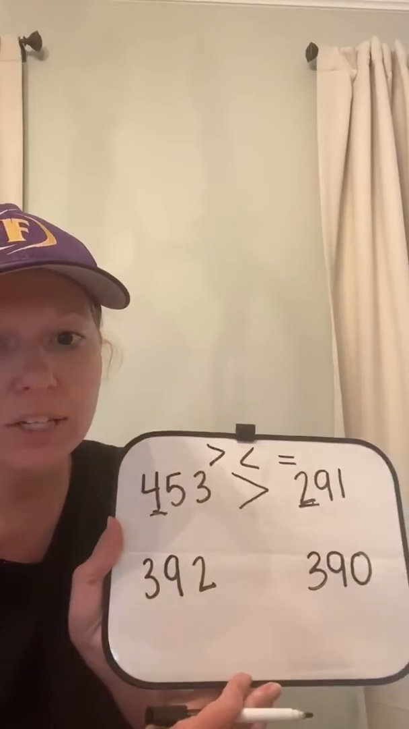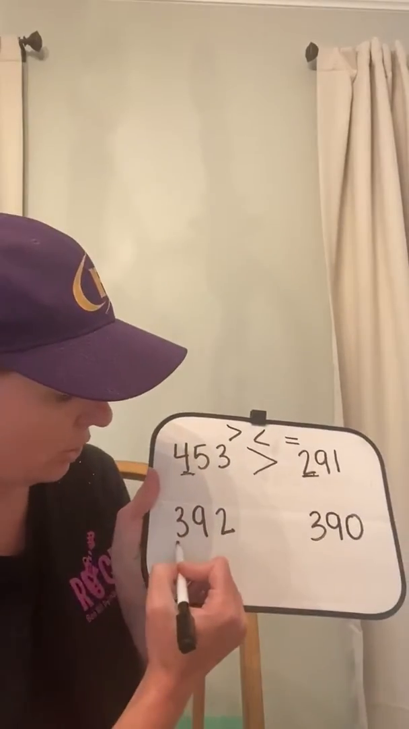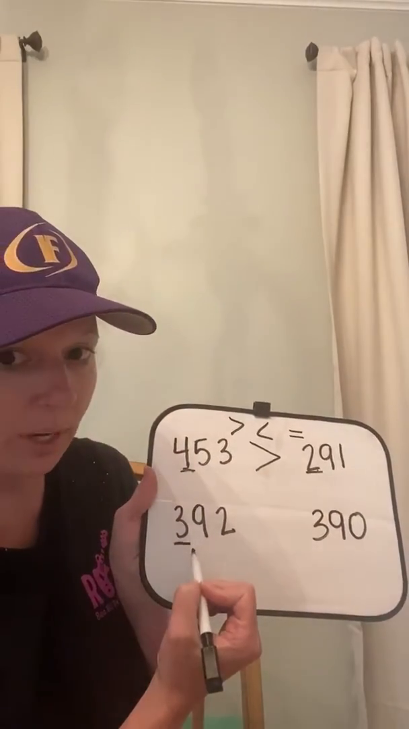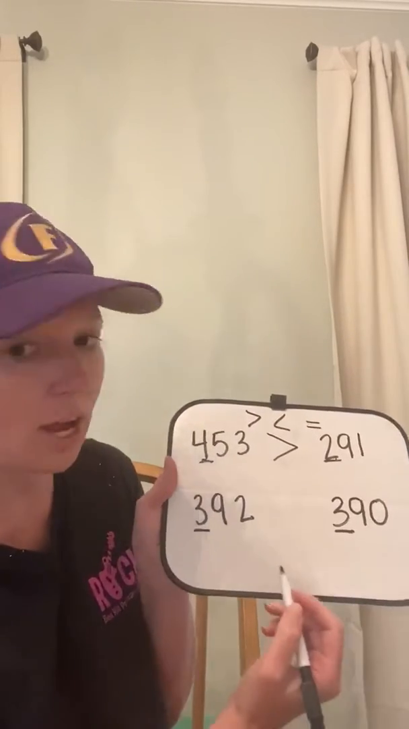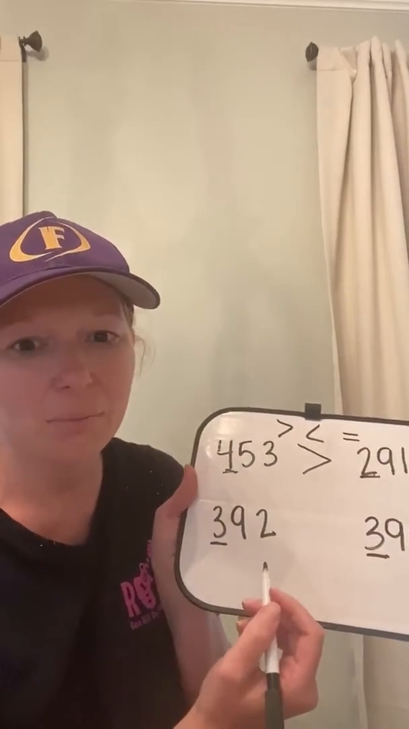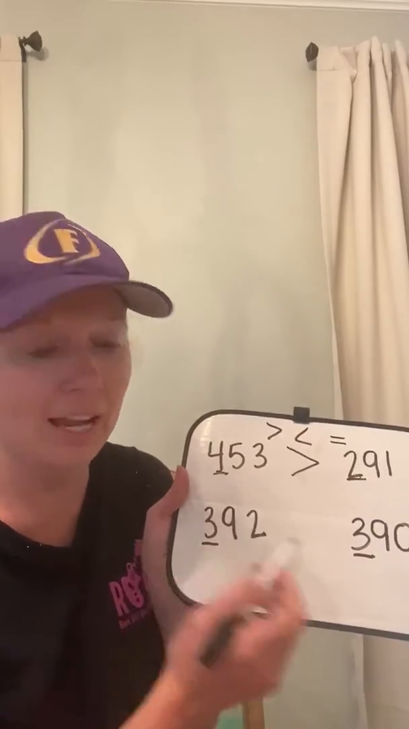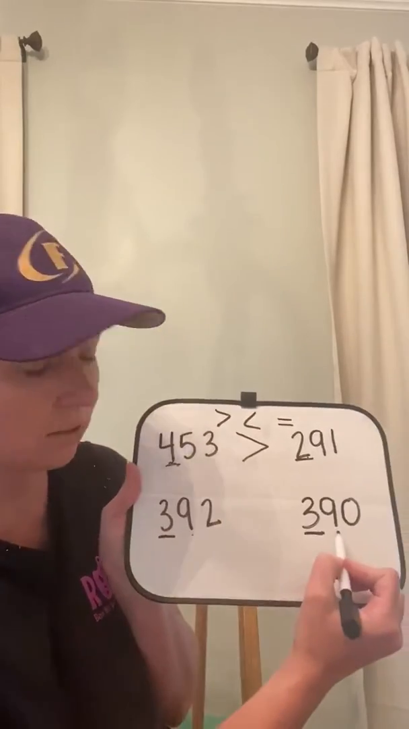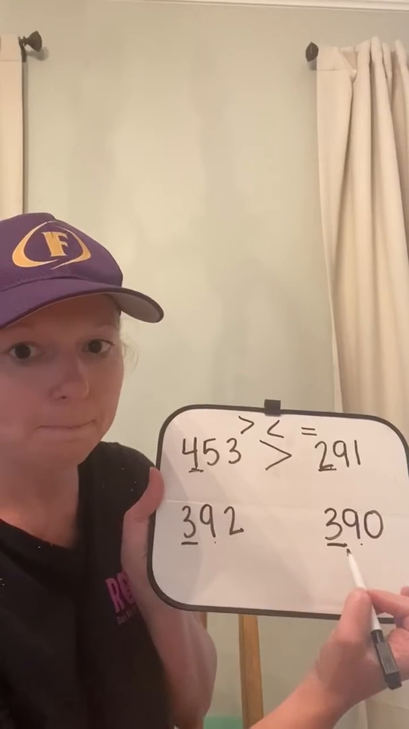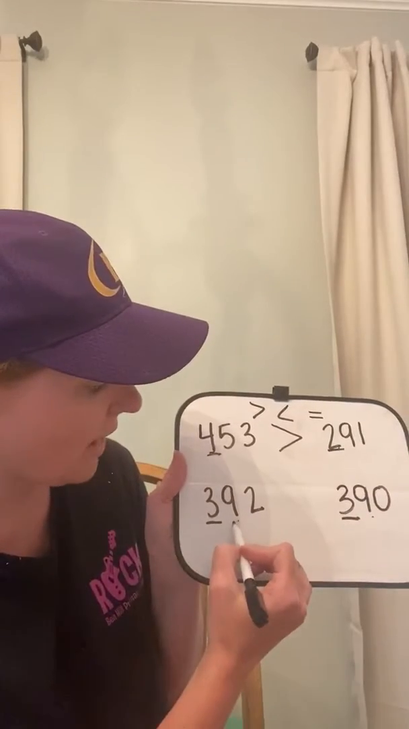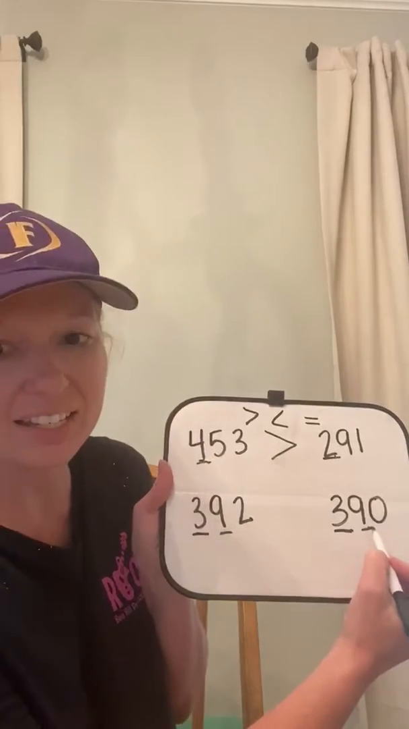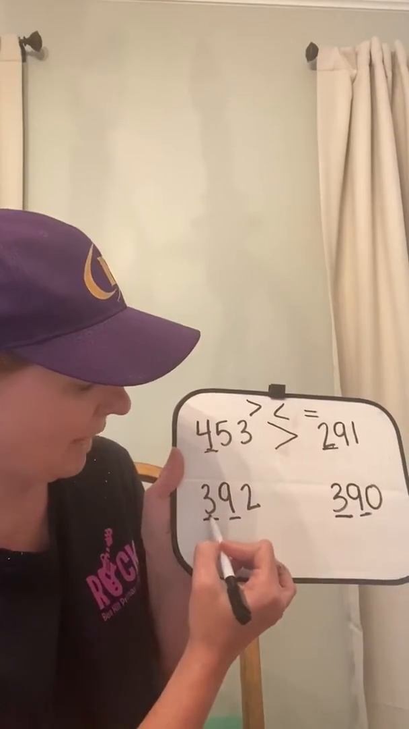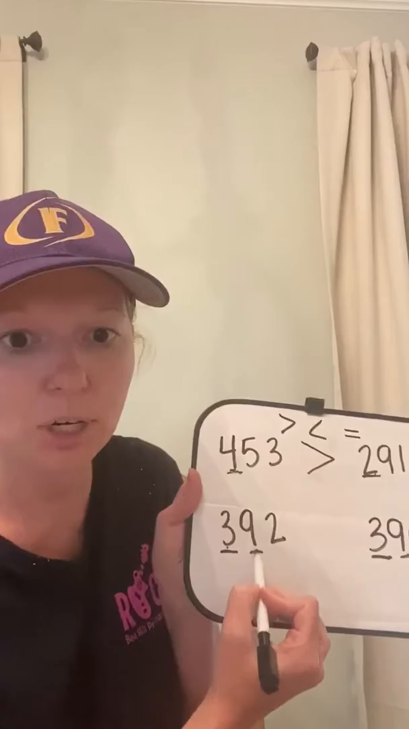Now sometimes when I start comparing these numbers, I look at the hundreds place, and this has 3 100s, so that's 300, and this has 3 100s, so that's equal. That's the same amount of hundreds, so I need to go to the next spot, and this spot would be the 10 spot. So if I go to the tens place, this has 9 tens, and this one has 9 tens. They both have the same number of hundreds, and they both have the same number of tens.